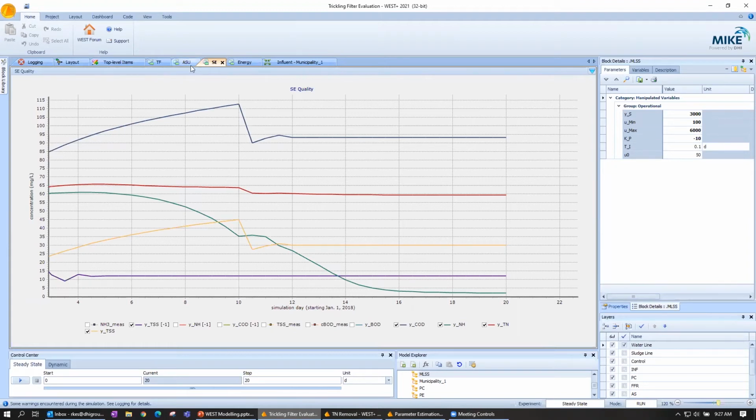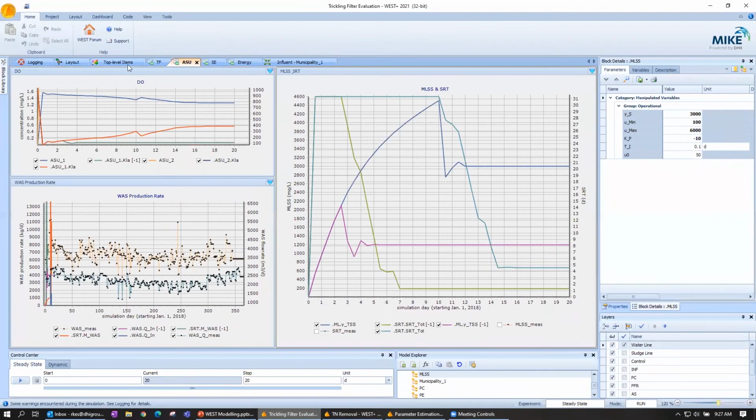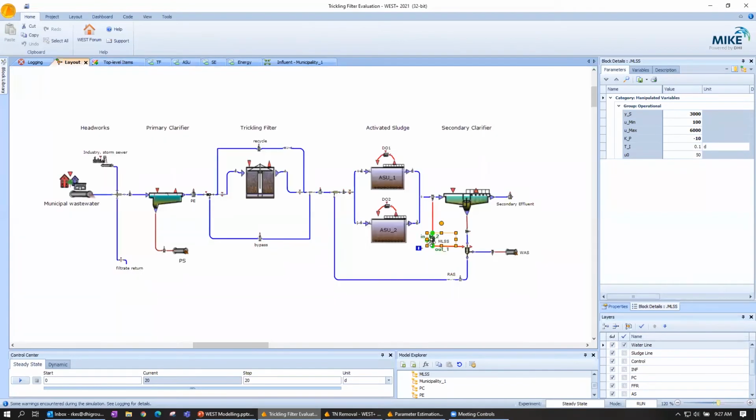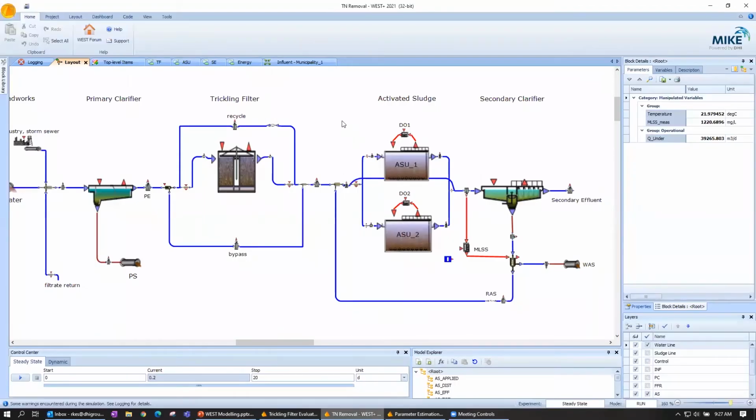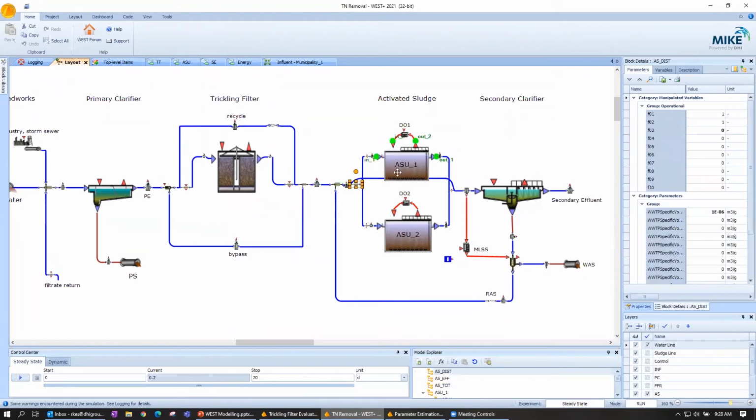But overall, it just gives us a little bit of a gist that we can get some nitrification from this plant. What I really want to know is, can I also get denitrification from this plant? So we'll continue to make hypotheses and modify the plant. Here's a different model where it looks almost exactly the same, but I modified ASU1 and ASU2. Oh, first I opened this valve, so now 50% of the flow goes to ASU1 and 50% to ASU2.